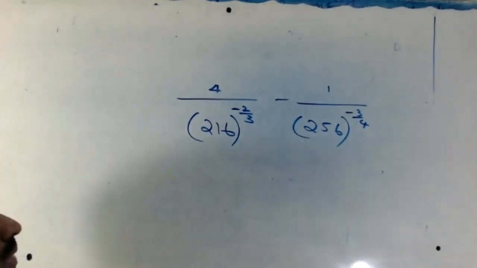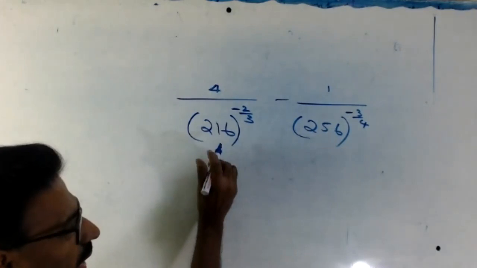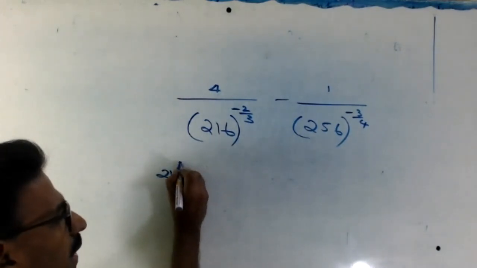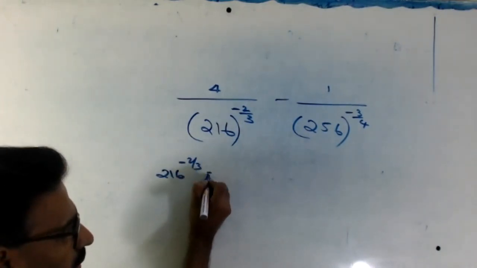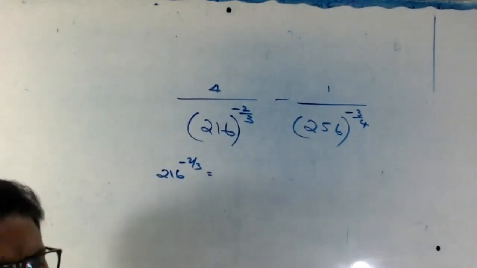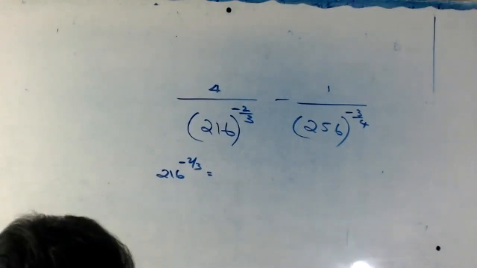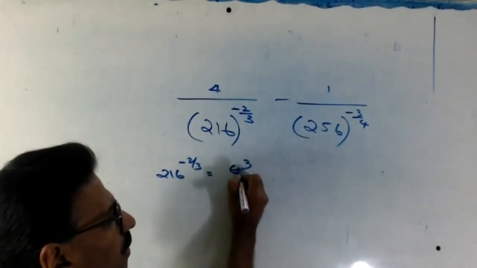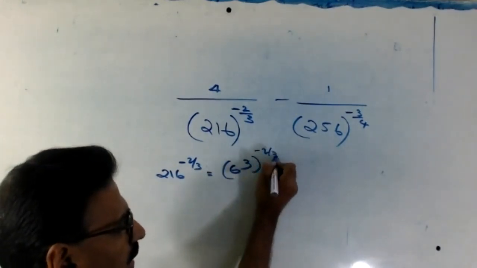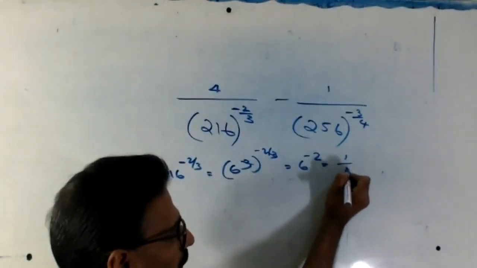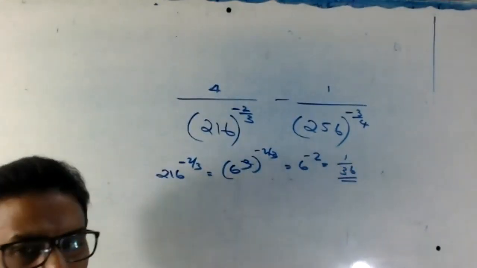Okay, look at here. First, I'm not doing it directly. So look at here. 216 raised to minus 2 by 3. How much is 216? It is 6 cubed. So 6 cube whole raised to minus 2 by 3. Cancel. 6 raised to minus 2. That is 1 by 36. This part okay or not?